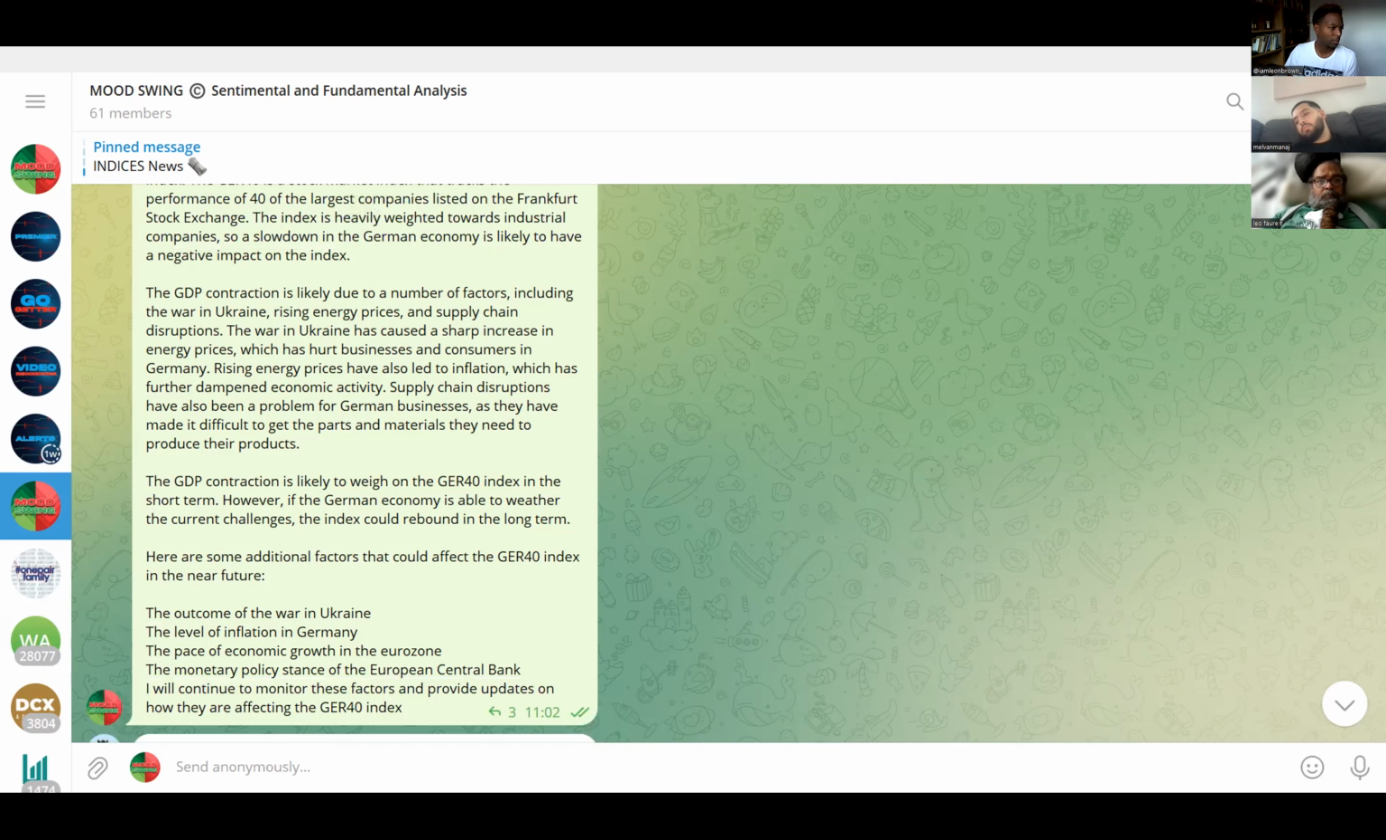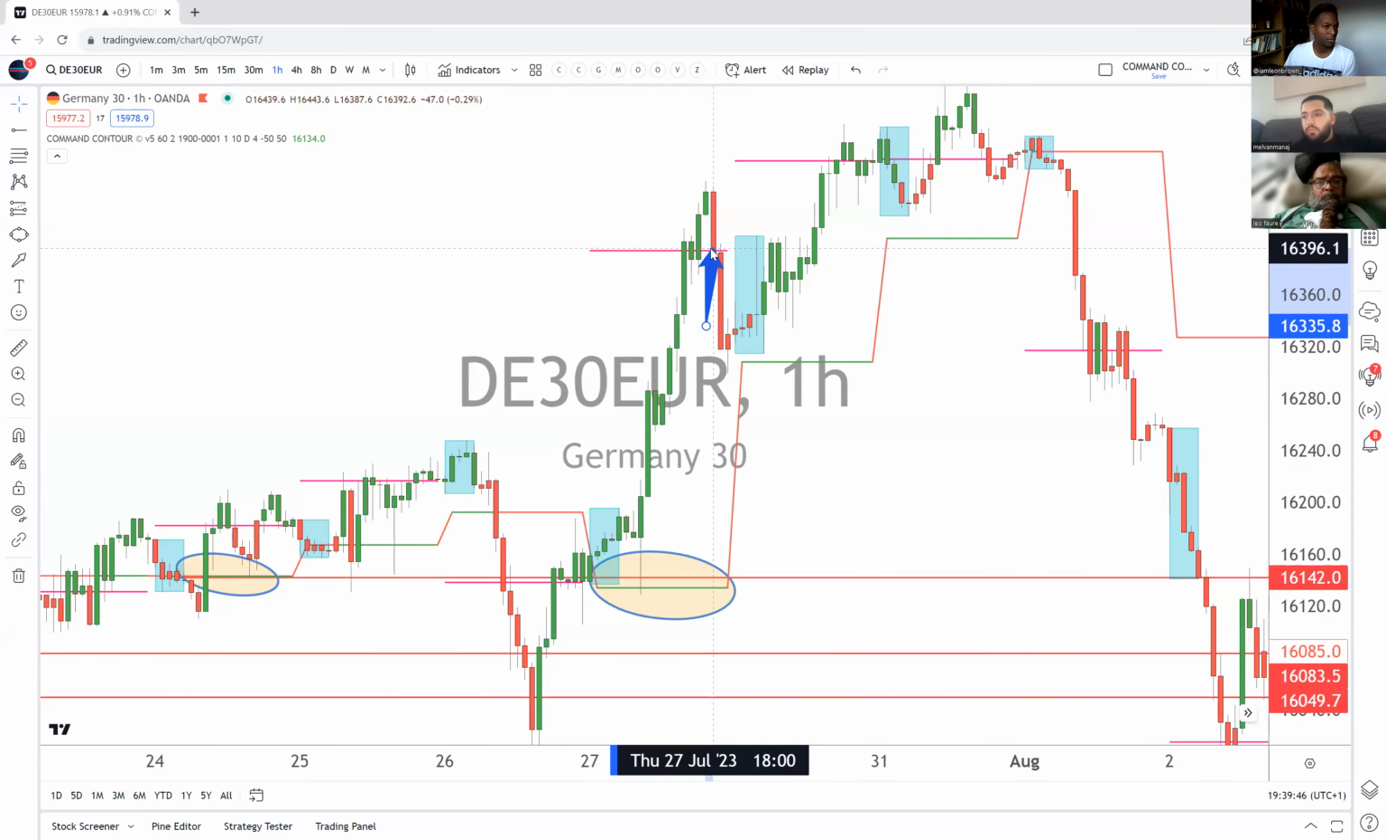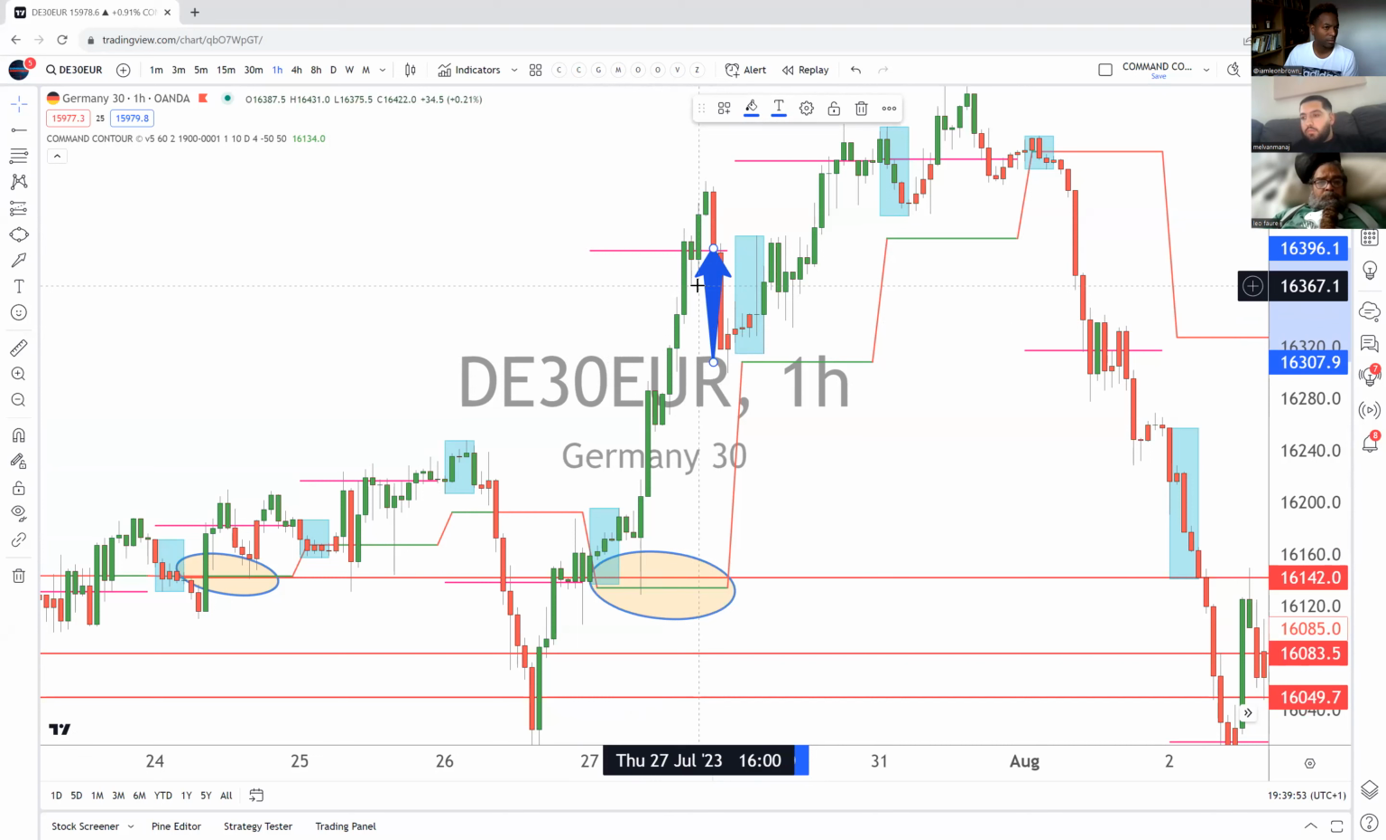Okay, so we had the indication that the German 30 on the 27th was potentially going to fall off. Right. So we had an indication that this German 30 here was potentially going to fall off. This is on the 27th, right? We had a big strong push to the upside, right? So from a fundamental standpoint, we're expecting the German 30 to drop off.